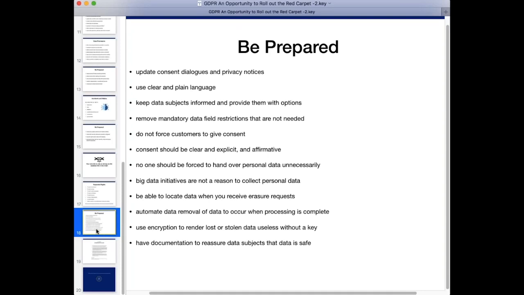To counter data breaches, make sure your encryption program is airtight. Lost or stolen data should be useless without a key. Cover yourself by documenting what you do. When things go wrong, you should be able to reassure your data subjects that their data is safe by providing them with information about how their data was encrypted. So, quickly moving on to consent.